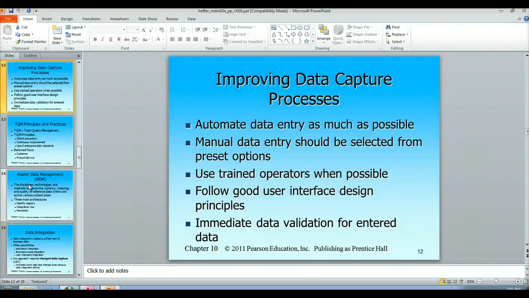We talked about this previously, improving the data capture process. Automate data entry as much as possible. Scanning MICR numbers off of checks is always a good thing. We talked about how you can change your data entry process for addresses to start with zip codes and go to cities and states after that. Any manual data entry should have drop-down lists associated with it to avoid free-form text entry.